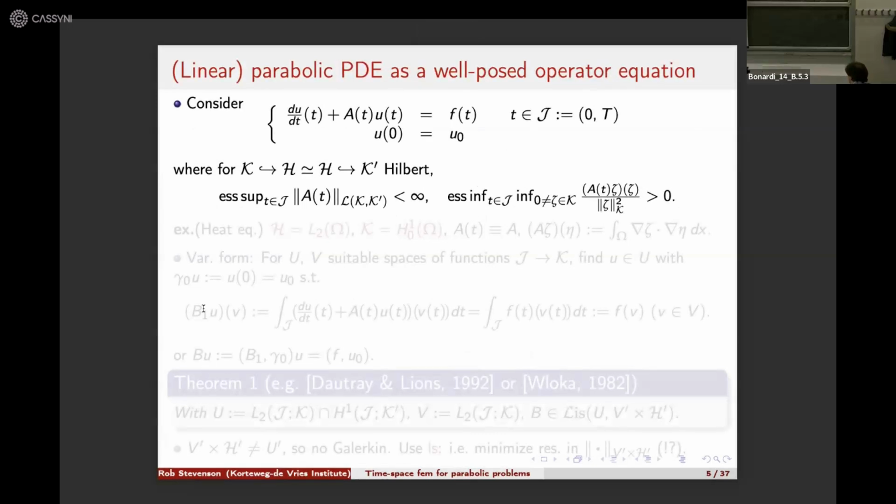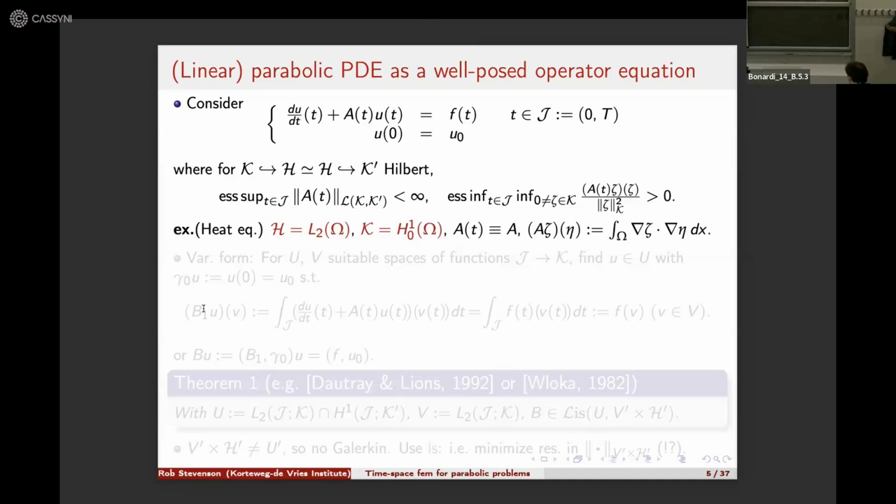Consider a parabolic problem like this. Initial value problem, this is a parabolic equation. And I have a Gelfand triple. Maybe let's immediately go to the example. The leading example is that H is L2, the space K is H10, and the operator A(t) does not depend on time in that setting, and A is just the variational formulation of minus the Laplace operator, and then you see here the heat equation. So think of the heat equation.